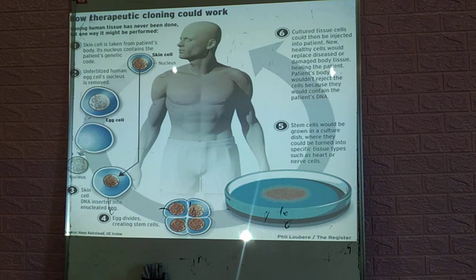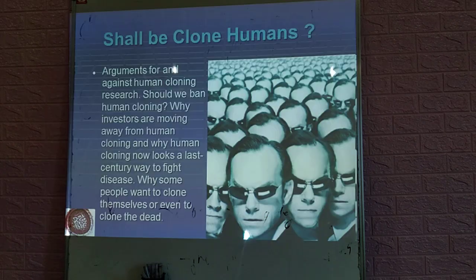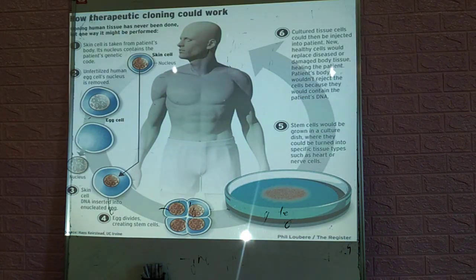Okay? So we have here, guys, different ways in which a specific type of cloning could work. And actually, this has been discussed before. When it comes to cloning itself, usually we make use of the skin cell, specifically the nucleus coming from the skin cell. The skin cell is taken from the patient's body and its nucleus contains the patient's genetic code. So we get the nucleus, and now we implant it in an unfertilized ovum or egg cell.